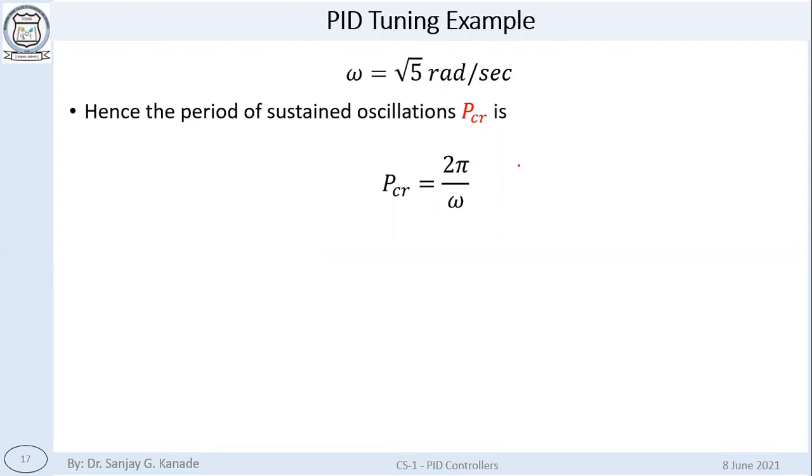Omega is equal to 2 pi f. Is it right? Meaning 2 pi upon T. Here T is nothing but the period, PCR. Right? So omega is equal to 2 pi by T or 2 pi by PCR. So PCR is equal to 2 pi upon omega.